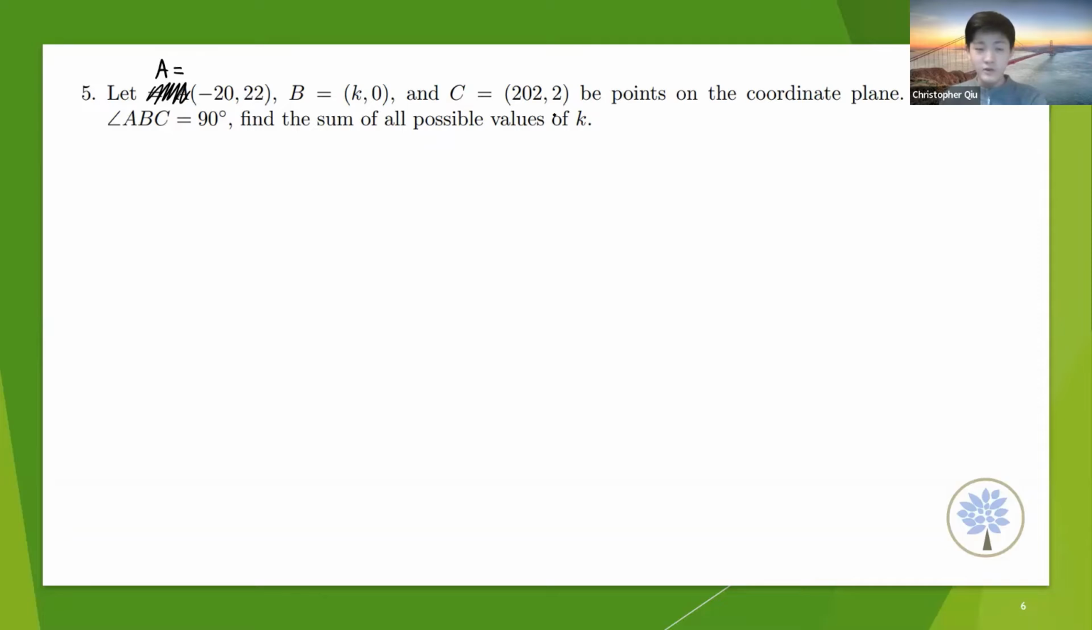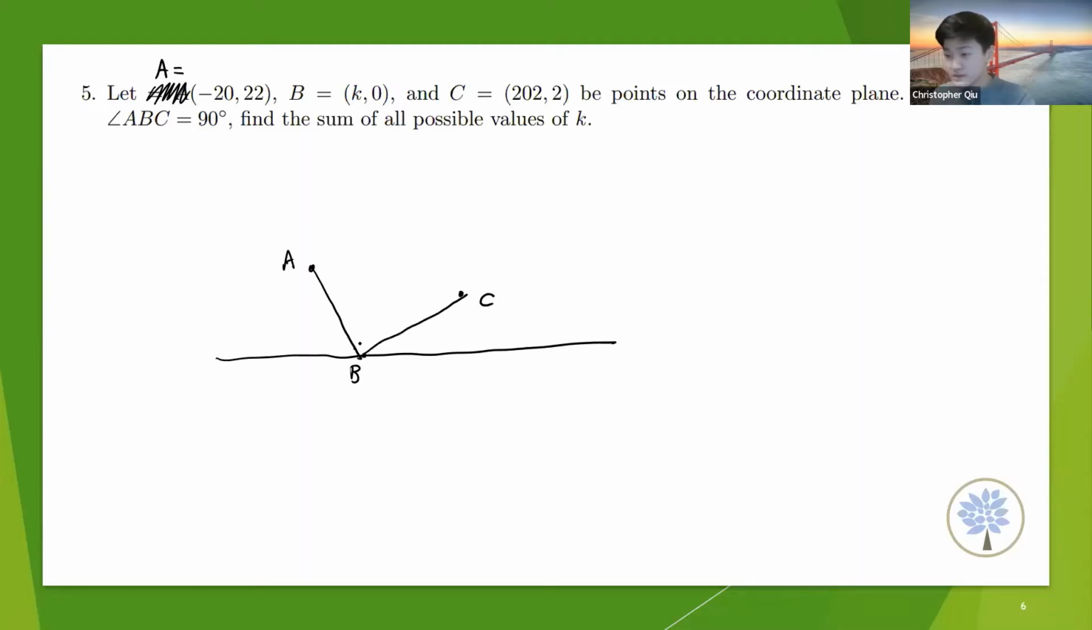So let's think about this problem geometrically. We have 2 points A and C somewhere in the coordinate plane, and we have a point B that's on the x-axis. This is not drawn to scale. I'm just trying to illustrate here what the problem conditions really mean. So let's say B is here. Then we're told that the angle measure of ABC is 90 degrees.